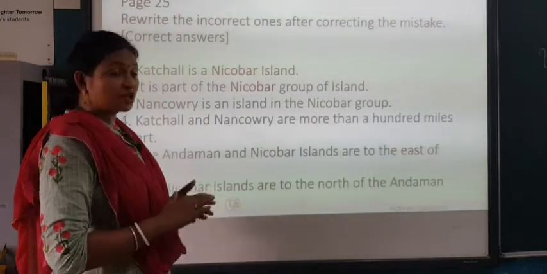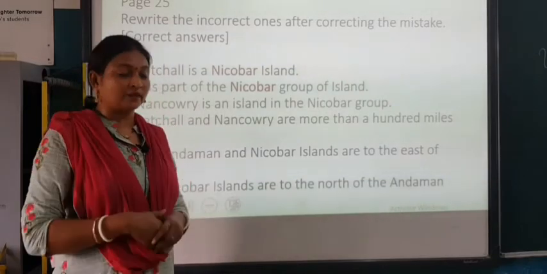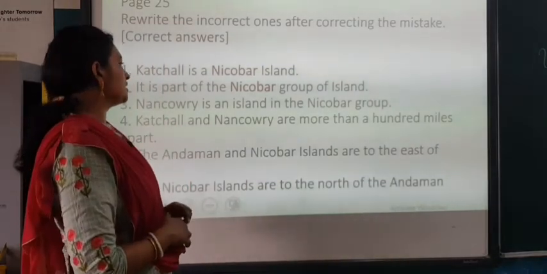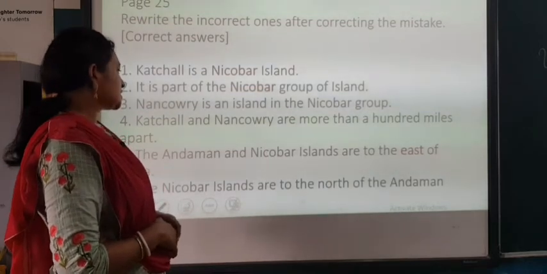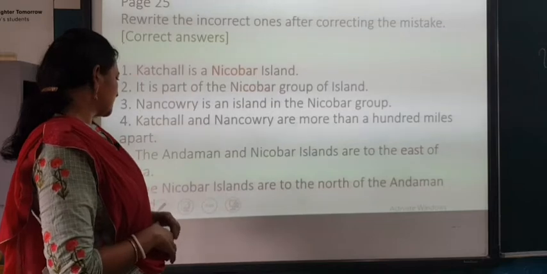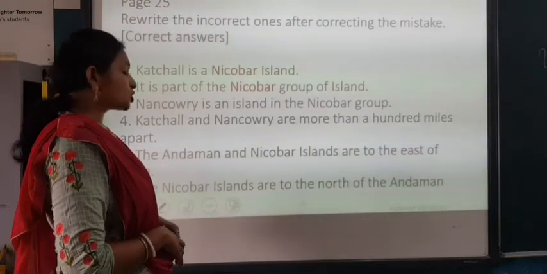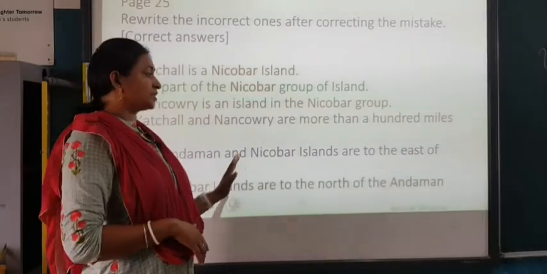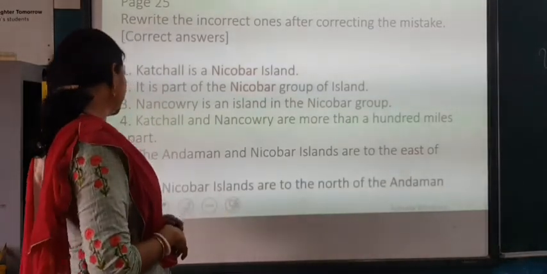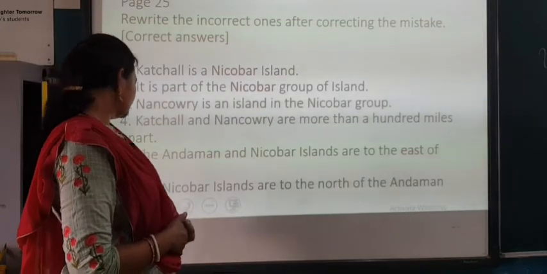Nankauri is an island. Children, I hope you know the meaning of island. Island means a land which is surrounded by water. It is in the Nicobar group. Kachal and Nankauri are more than 100 miles apart. The Andaman and Nicobar Islands are to the east of India. Where is it situated? Towards the east of India. The Nicobar Islands are to the north of the Andaman Islands.